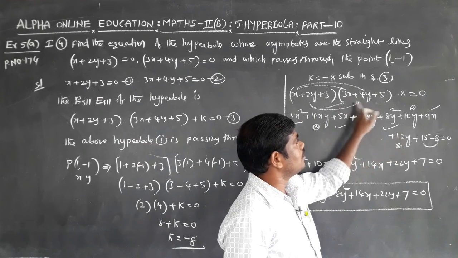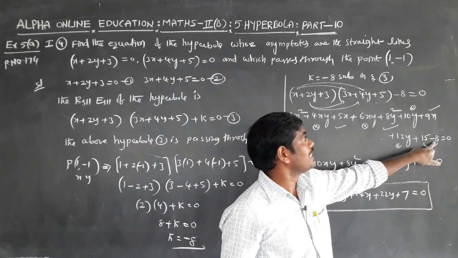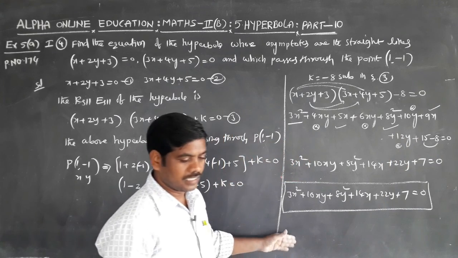Multiply the two factors, subtract 8, and simplify to get the answer.